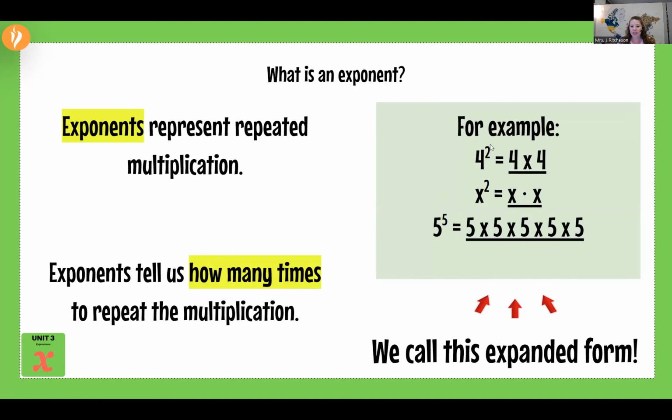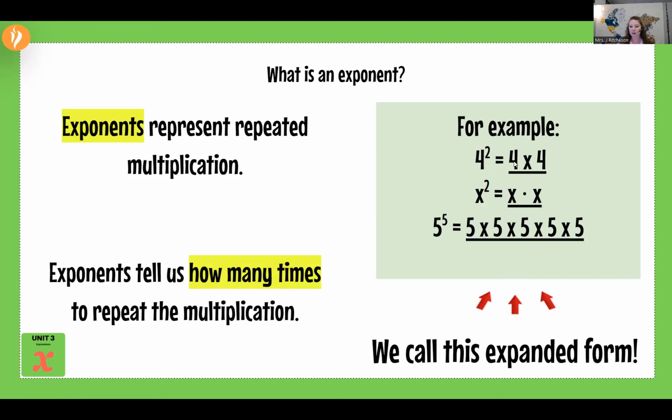The way you pronounce this is 4 to the second power. You could say 4 raised to the power of 2. And anytime it's a 2, you can say the word squared. So all three of those ways to say this are appropriate: 4 squared, 4 raised to the power of 2, or 4 to the second power. But it means the base number repeated twice.